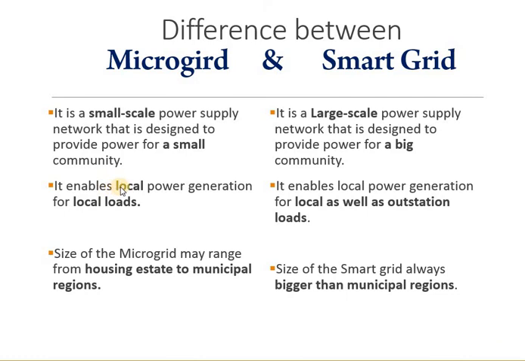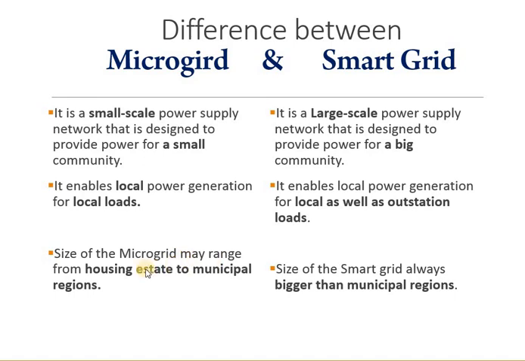Second point, it enables local power generation for local loads. So that was the basic architecture of our microgrid, where we had seen local power generation with the help of renewable energy resources, which can be utilized for the local loads with the help of various energy storage systems. Whereas in smart grid, it enables local power generation for local as well as outstation loads. So not only local but outstation loads can also be supplied with the help of smart grid.